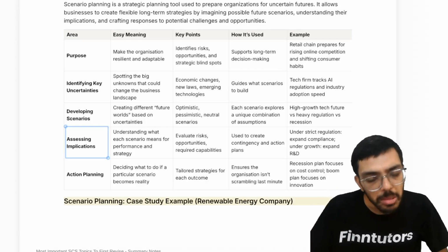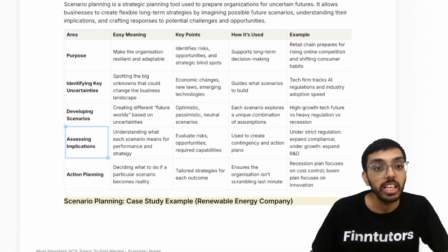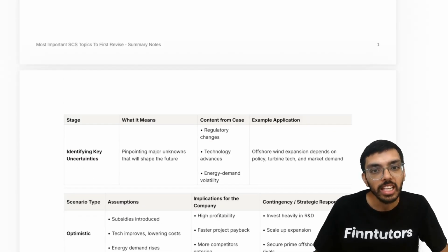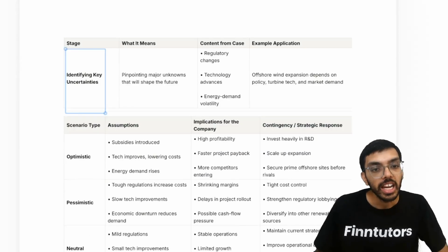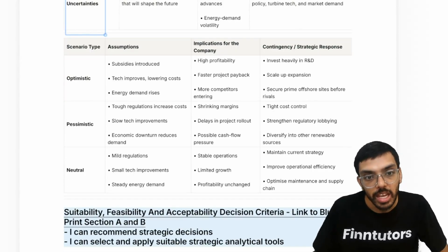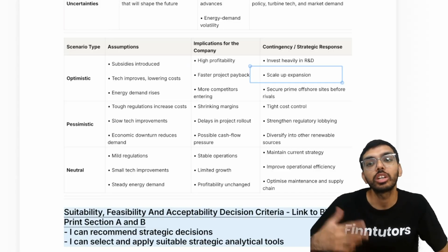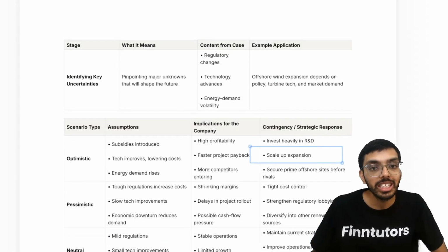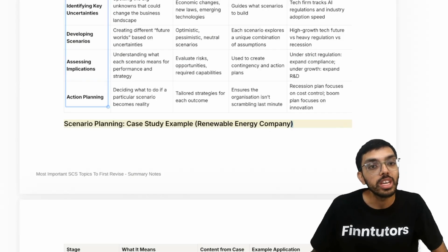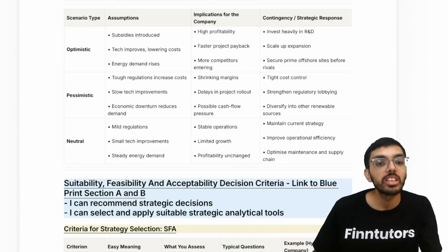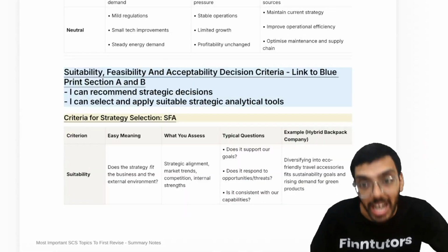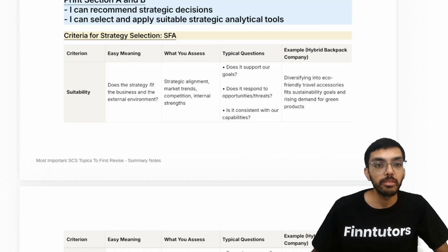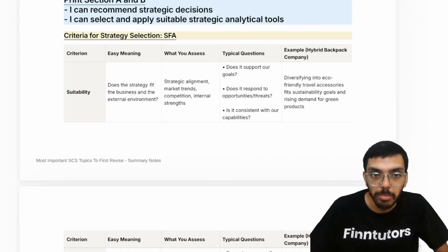Keep it simple, keep it easy, understand a topic in your own words. And then as always, we go ahead and give you a case study example, identify the uncertainties, type of scenario, the implications, the action plan. So we've just given you an example which will help you fathom the technical knowledge given to you over here. This helps you remember, this helps you apply, this helps you to be ready for your exam. Same way, we have the next topic, suitability, feasibility, acceptability.